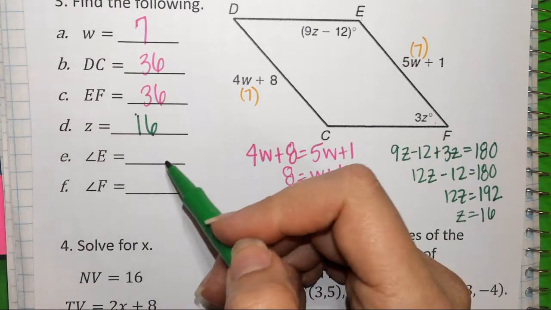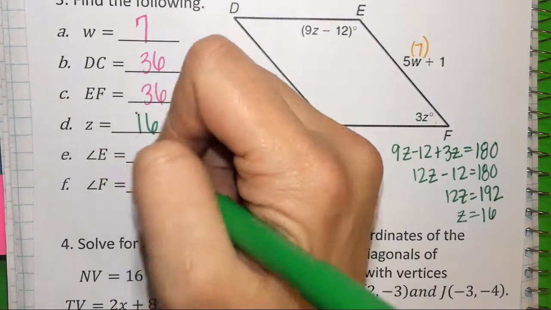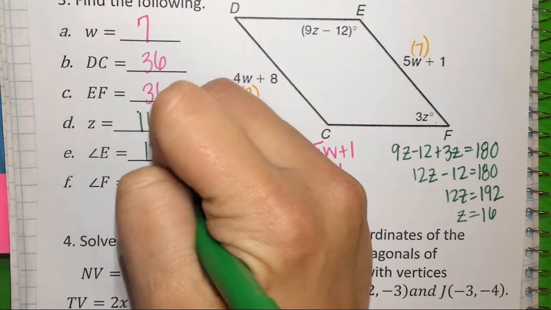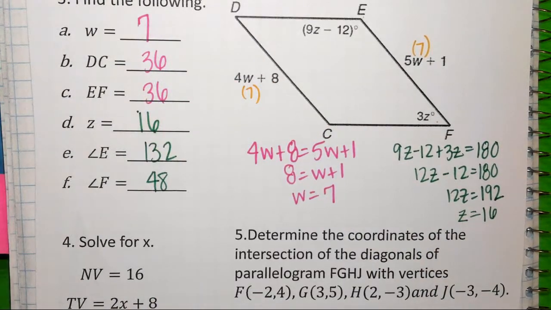Okay. What's the answer for angle E? 132. And what's the answer for angle F? 48. Fantastic. Take a point. We're being really smart today. Add 25.